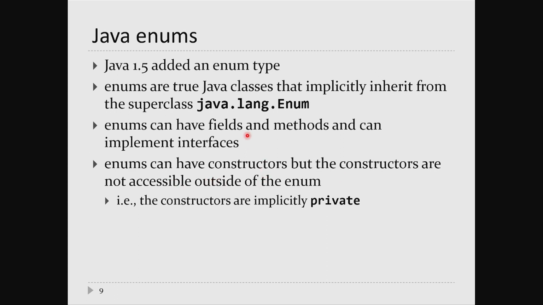But if the enumeration has fields, so if the enumeration stores information, then it needs a constructor. So you can have a constructor in an enumeration, but the constructors are all private. In other words, you can only set the values of the fields of the enumerated objects when you create the enumeration. I'll show you how that works in a second.